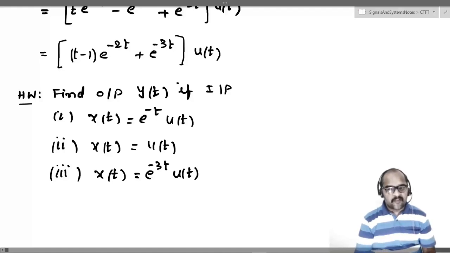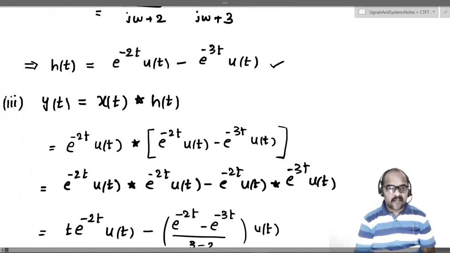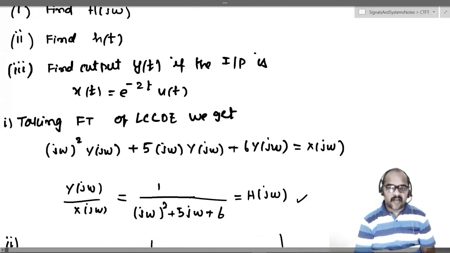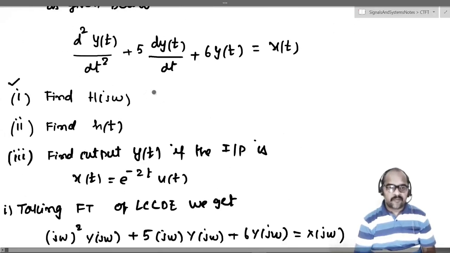Okay, so what is it that we have done in this problem? We were given the differential equation, and from that we were asked to find the frequency response, the impulse response, and the output of the system for a given input.